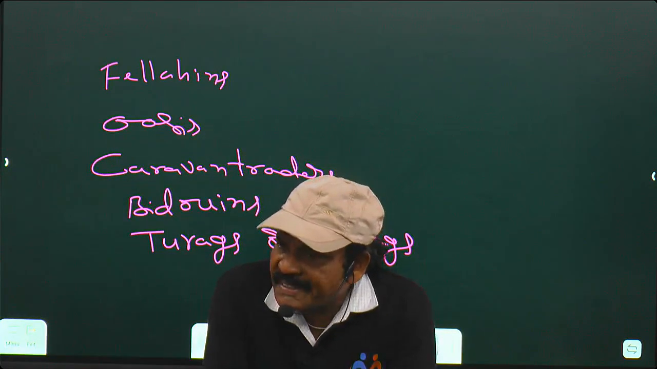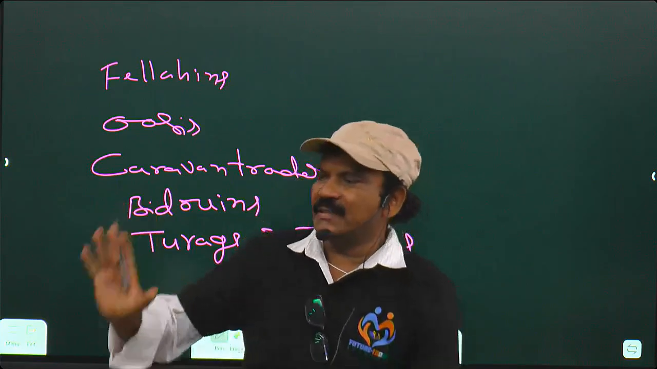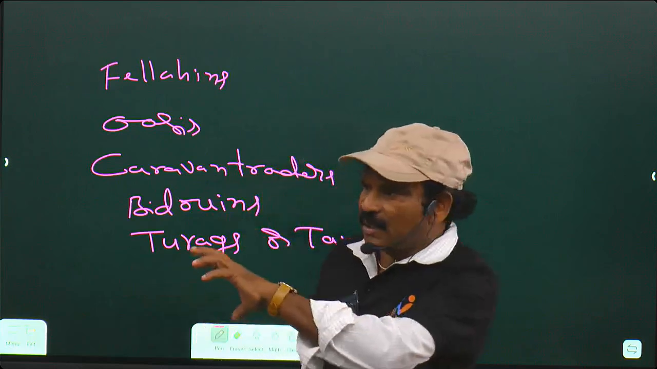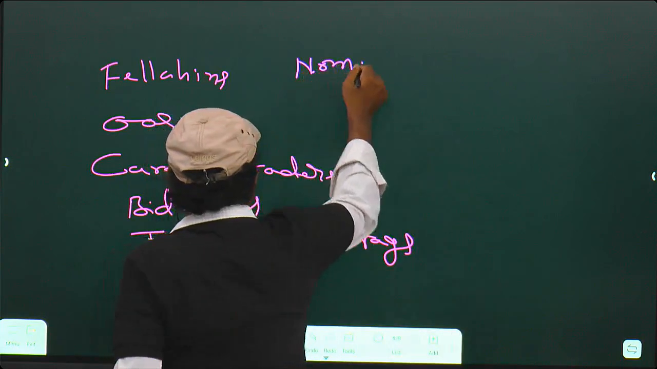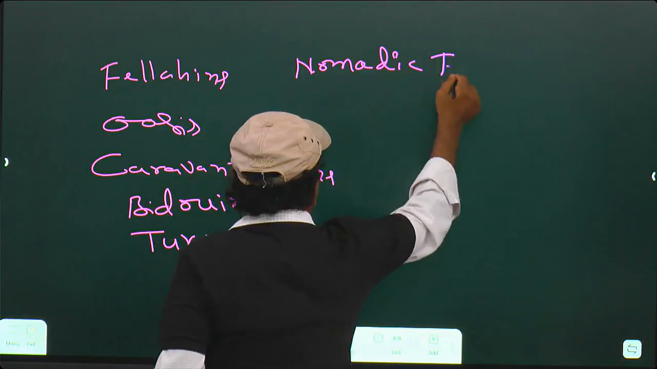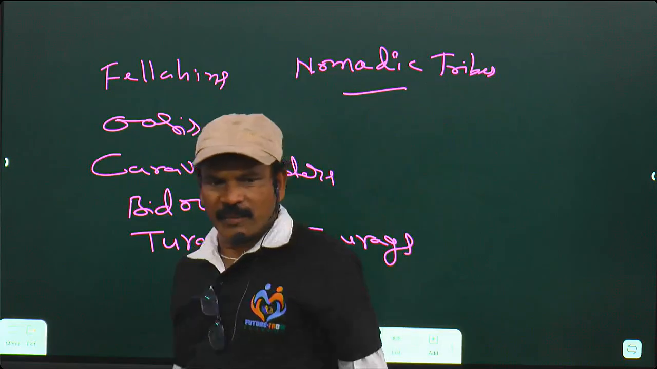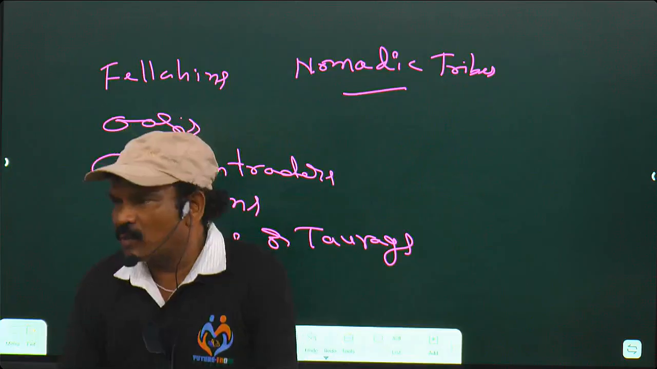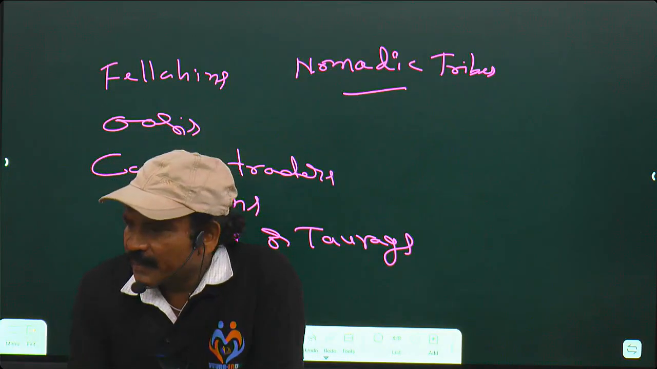Bedouins and Tuaregs are the nomadic tribes. Nomadic tribes are those who move frequently from one place to other places. Okay.